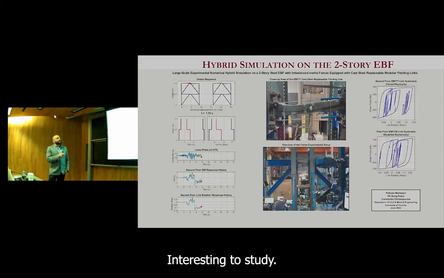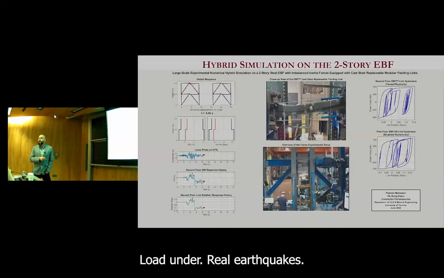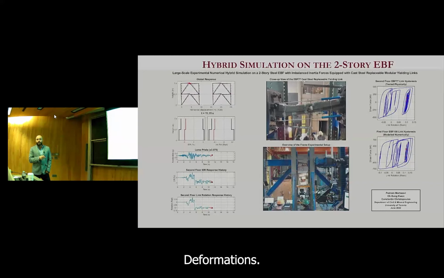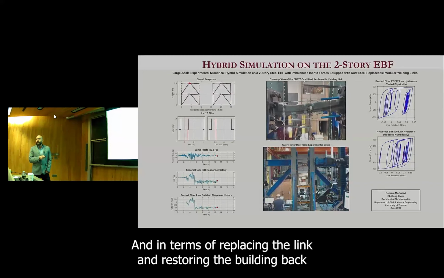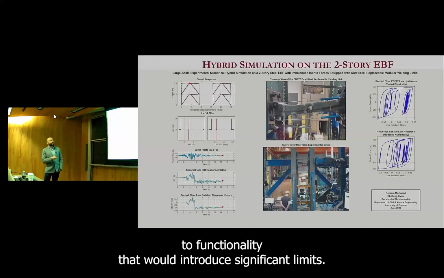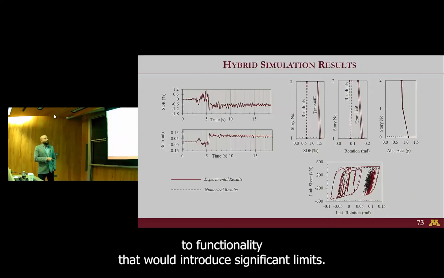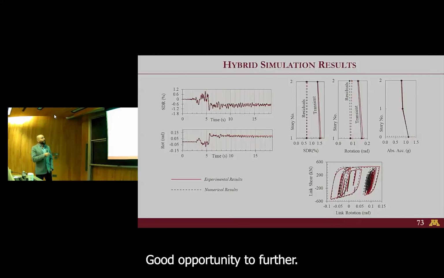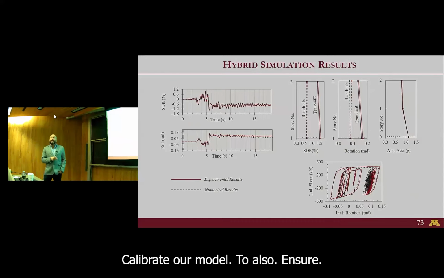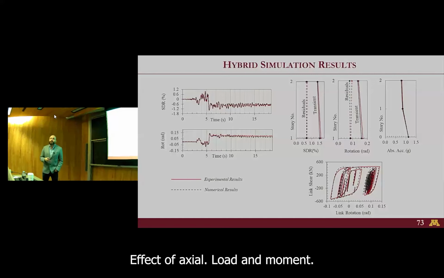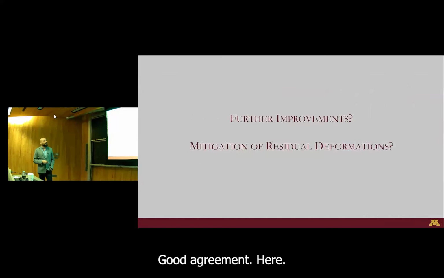So it was interesting to study the system under the effect of axial load under real earthquakes, but the same trend that we're seeing is lots of residual deformations. This time around, it's close to 0.1 radians. And in terms of replacing the link and restoring the building back to functionality, that would introduce significant demands. Nevertheless, again, good opportunity to further calibrate our model to also ensure that it works well for combined effect of axial load and moment. Good agreement here.